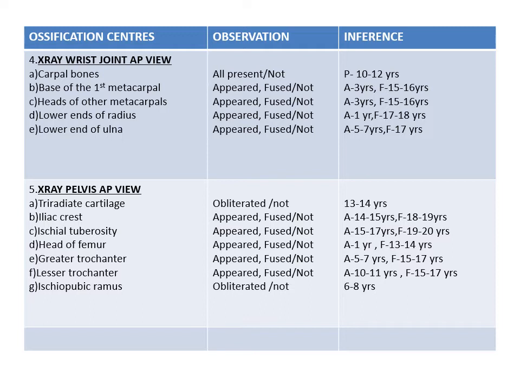The other centers are iliac crest and ischial tuberosity. Iliac crest, on the top. Ischial tuberosity is the bottom of the hip bone. Then the other when compared.